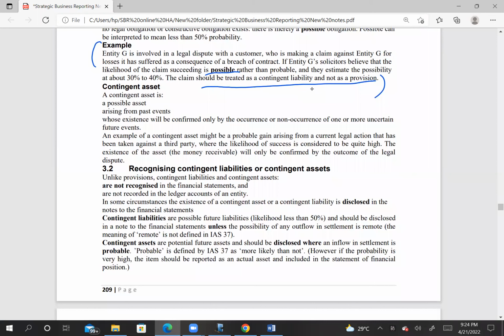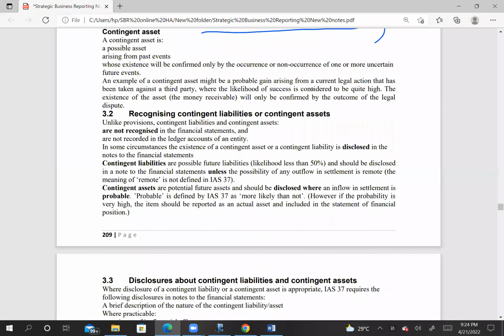Contingent asset means a possible asset. For example, if you have filed a case against one of your suppliers, and it is probable that you will win the case and get the compensation, that will be known as a contingent asset, a possible asset. The accounting treatment for the contingent asset is also the same. It will only be disclosed in the financial statements. We will disclose the contingent asset and contingent liability in the financial statements. They will not be recognized; they will only be disclosed. The nature of the asset, the nature of the liability, and the possible financial effect will be disclosed in the financial statements.